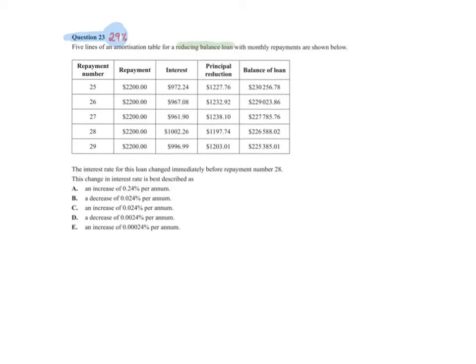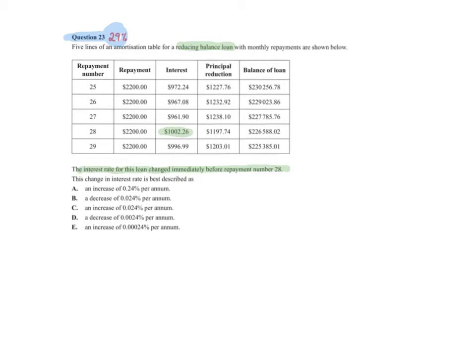So it's a reducing balance loan with monthly repayments as shown. So I've flicked back to a loan now. The interest rate for the loan changed immediately before repayment number 28. The change in interest rate is best described... So can you see it changed here? The interest changed, so that amount of interest was something different to before. This is where we saw an interest rate change.